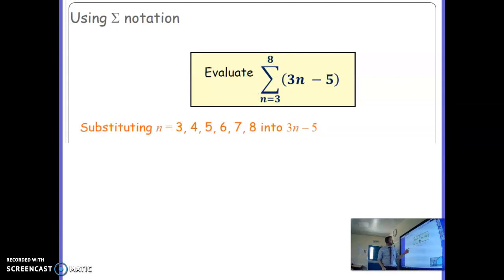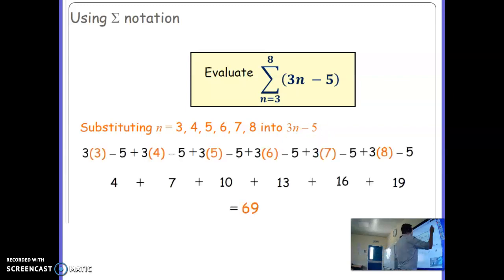So we are substituting in the values 3, 4, 5, 6, 7, 8 into 3n minus 5. So we would be doing 3 times 3 minus 5, plus 3 times 4 minus 5, 3 times 5 minus 5, 3 times 6 minus 5, 3 times 7 minus 5, 3 times 8 minus 5. We would then add them all together. And in this particular case, that equals 69.